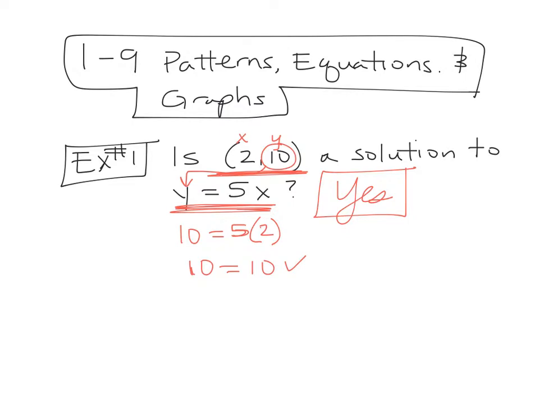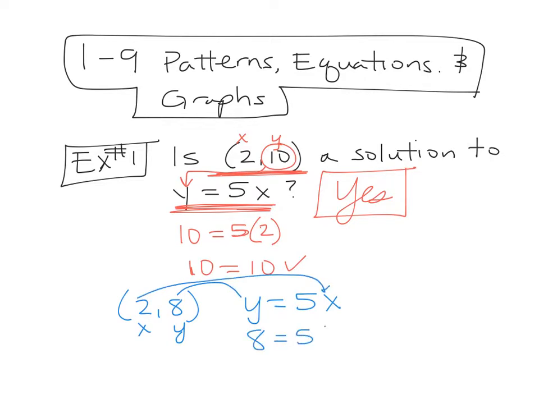What if they said, same equation, is (8, 2) a solution to y equals 5x? You take this as your x value, this as your y value, and you plug them in. So 8's going to go here, 2's going to go here. So 8 equals 5 times 2. Is that a solution? No. So if you get a true statement, it is a solution. If it's false, right, 8 does not equal 10, then that is not a solution. Okay, so when they give you 2 points, remember those 2 points are x and y in a coordinate. Okay? Questions on that?